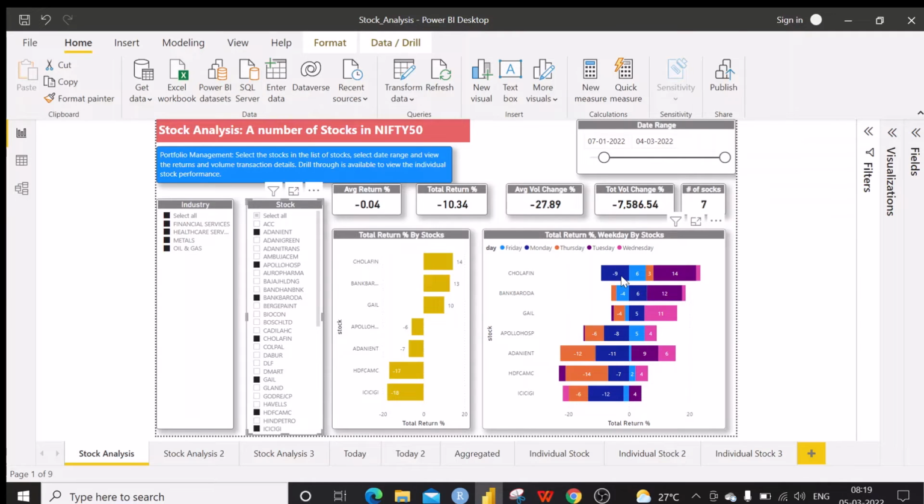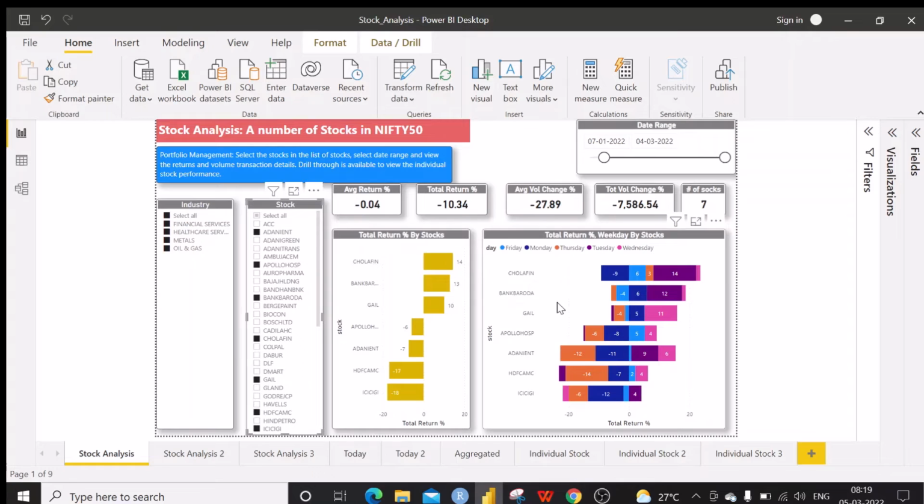Here in this chart, for example, the Chola Finance on Monday gives minus 9.2%. During this period, 7th January to March 3rd, there are a number of Mondays. So if you traded on these Mondays, the total cumulative return would be minus 9.2%. If it is Friday, it is positive 5.56 percent. For Thursday, it is 2.54 percent. Tuesday is 14.11 percent, and Wednesday is 1.37 percent.